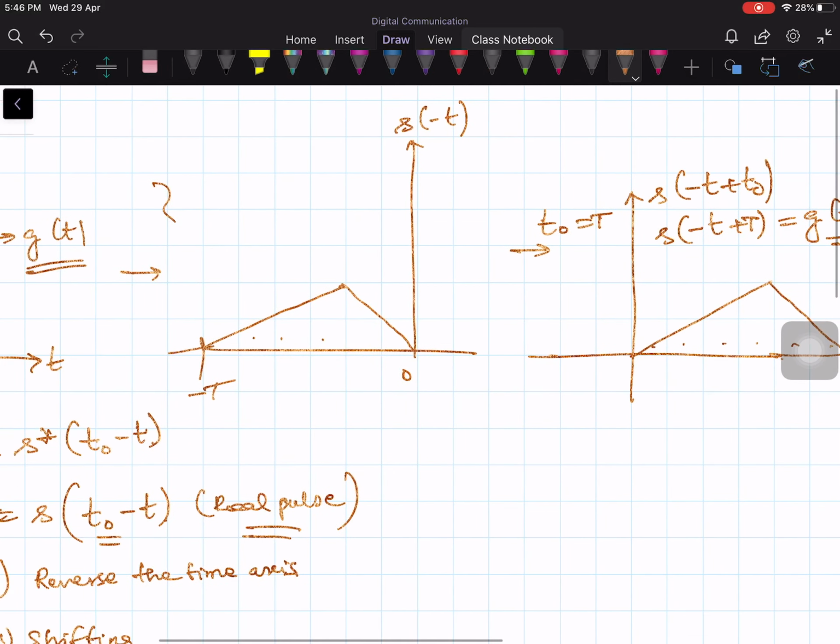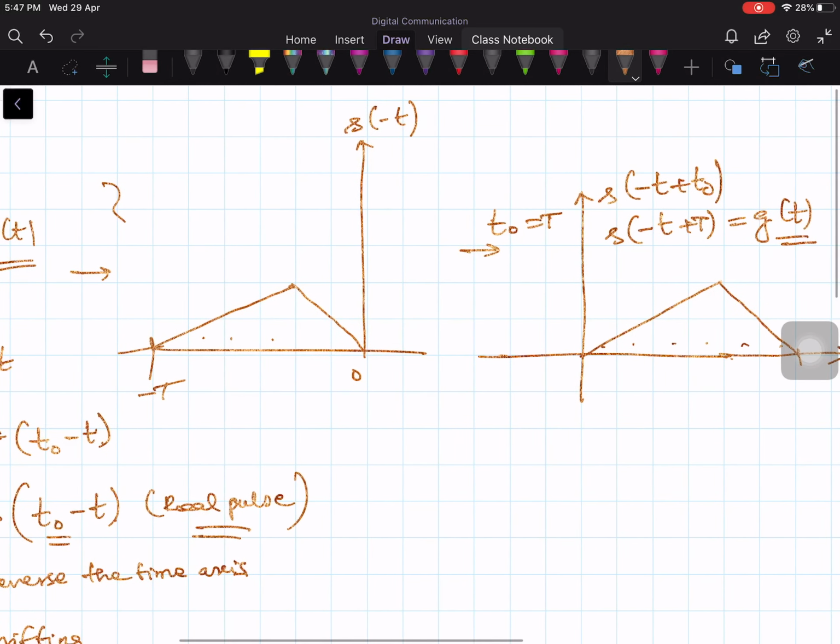Now there is a two-step process in this. First you have to reverse the time axis, fold it, and then shift it by t seconds, whatever t naught is.